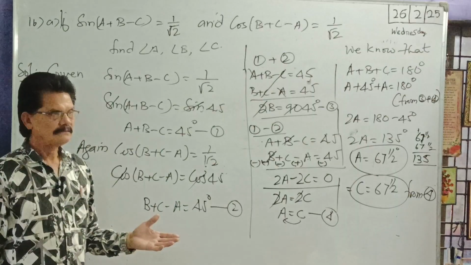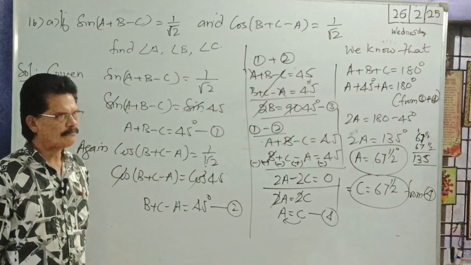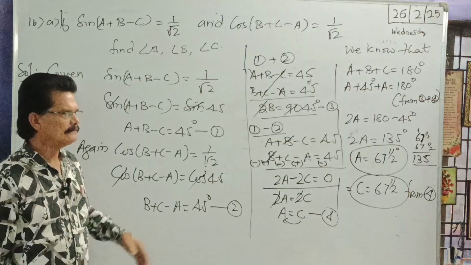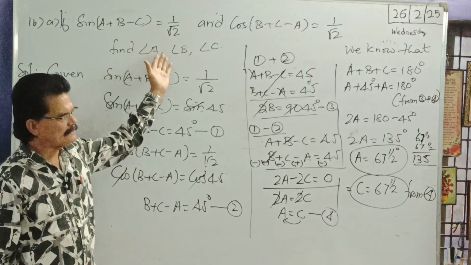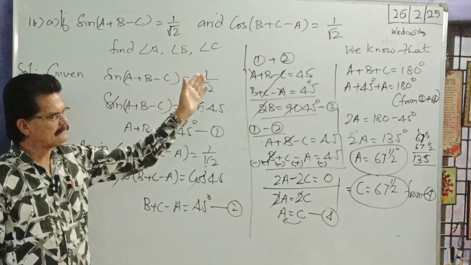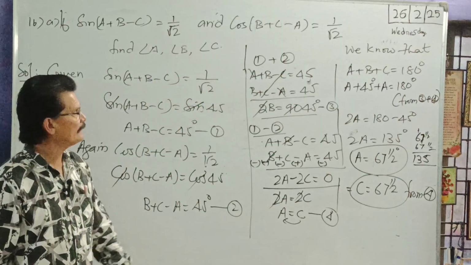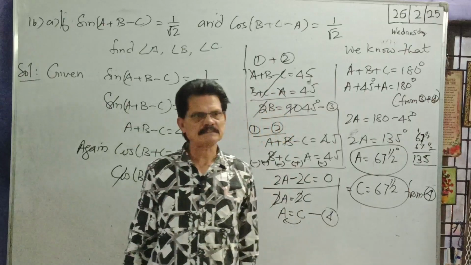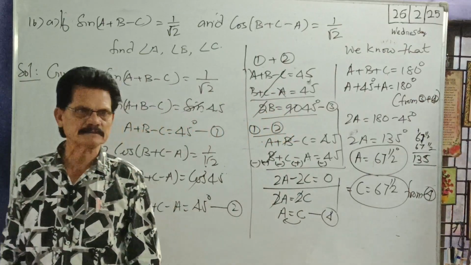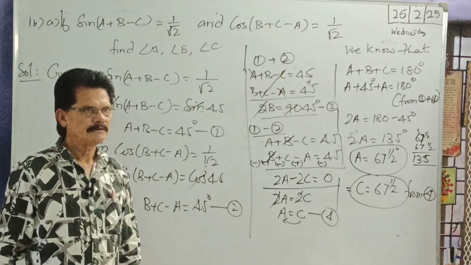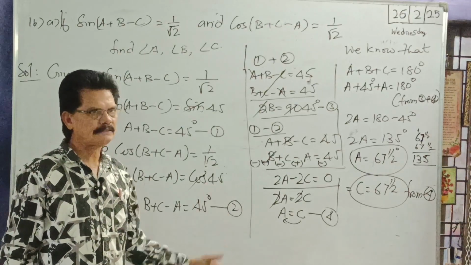How many conditions did we make use of? Three conditions. The first condition: sin of A plus B minus C is 1 by root 2. Second condition: sin of B plus C minus A is 1 by root 2. Third condition: we know that A plus B plus C is 180 degrees. Unless we use the third condition, can we arrive at a solution? Did you understand the problem?